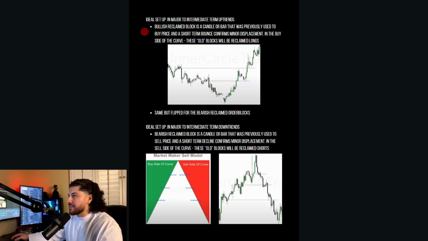In the buy side of the curve, these old blocks will be reclaimed longs. Now in this image here, this is going to be price pushing on lower before pushing on higher, and this left side is going to be the sell side of the curve, and this right side will be the buy side of the curve.